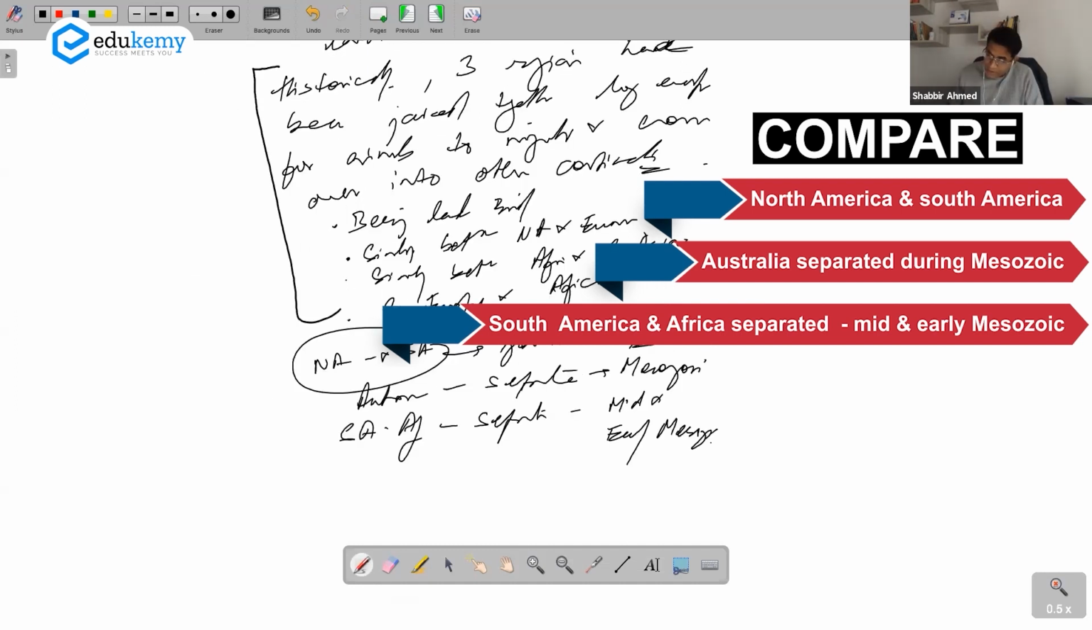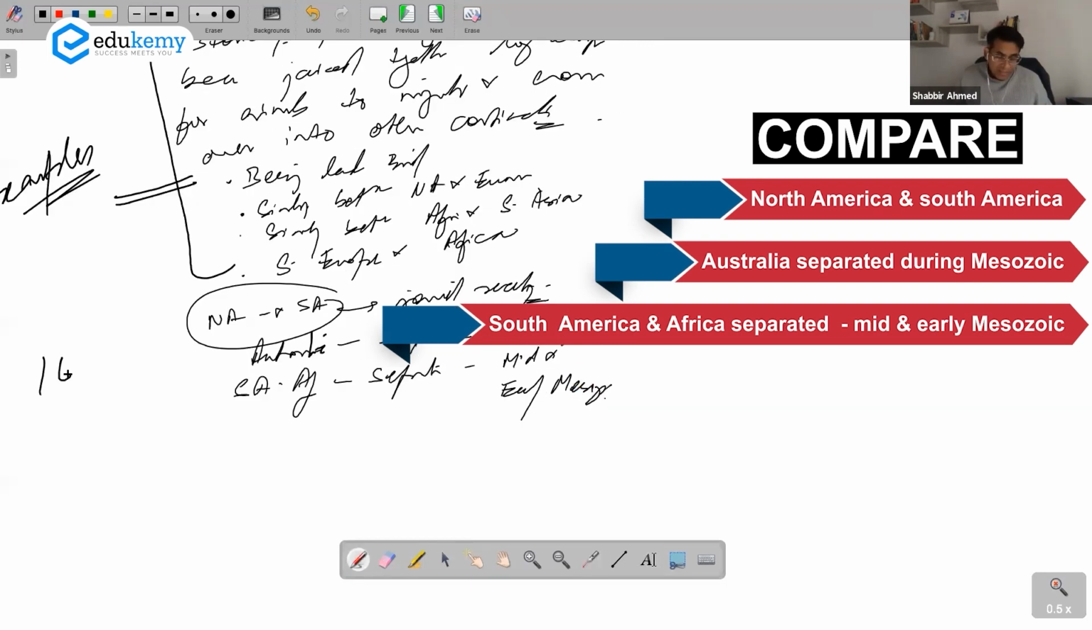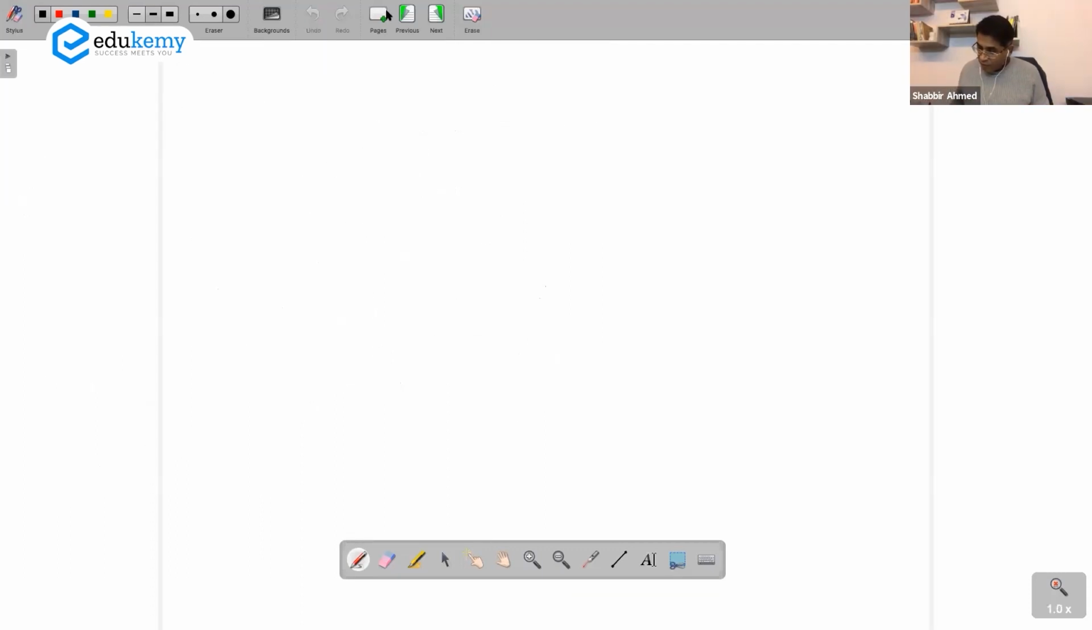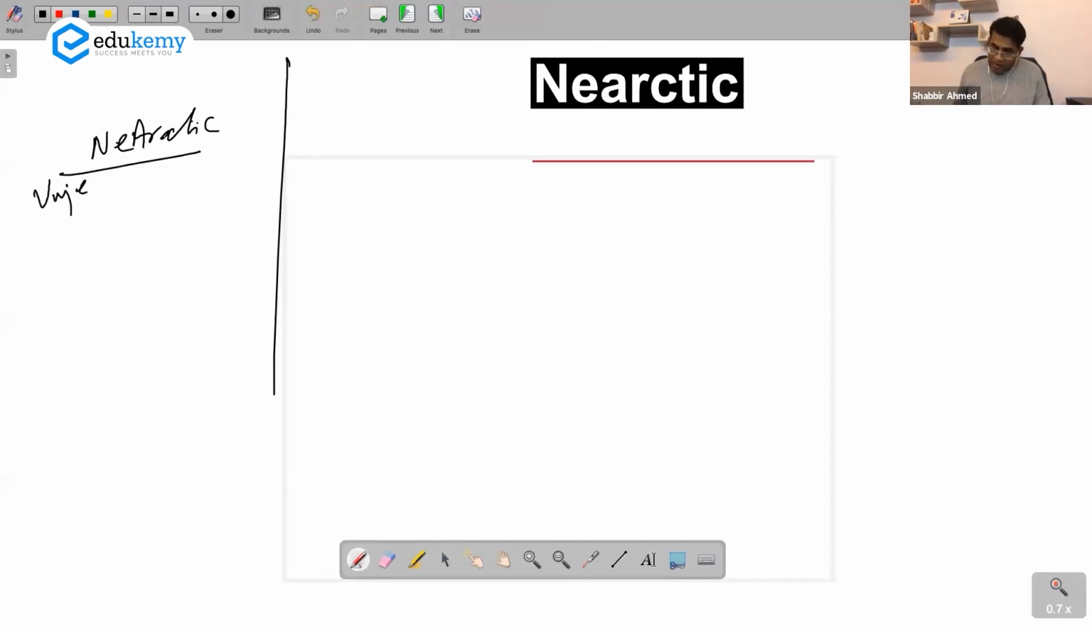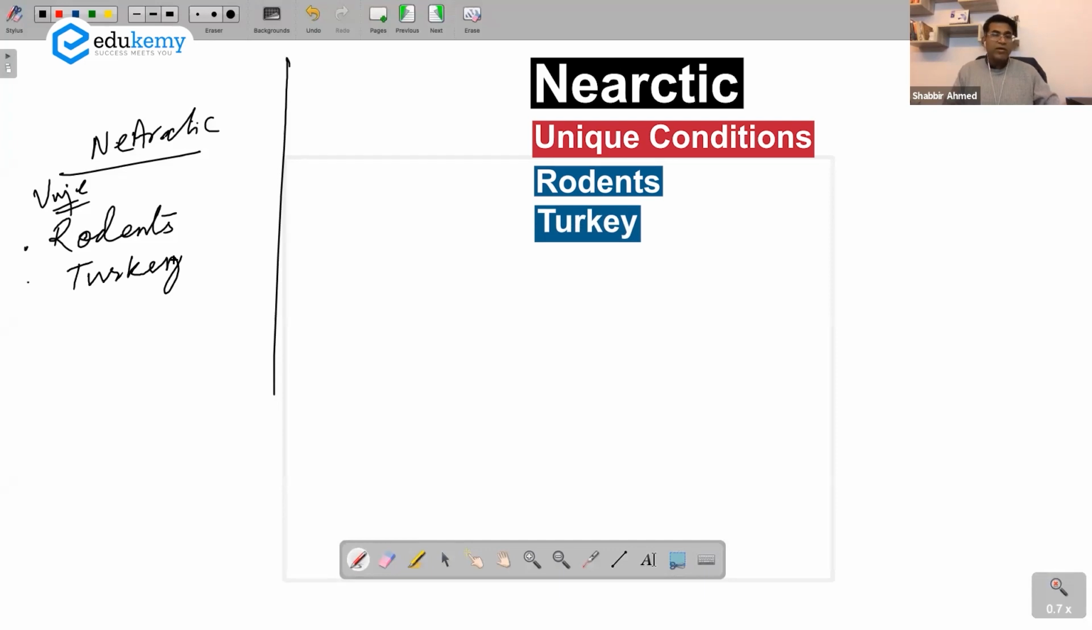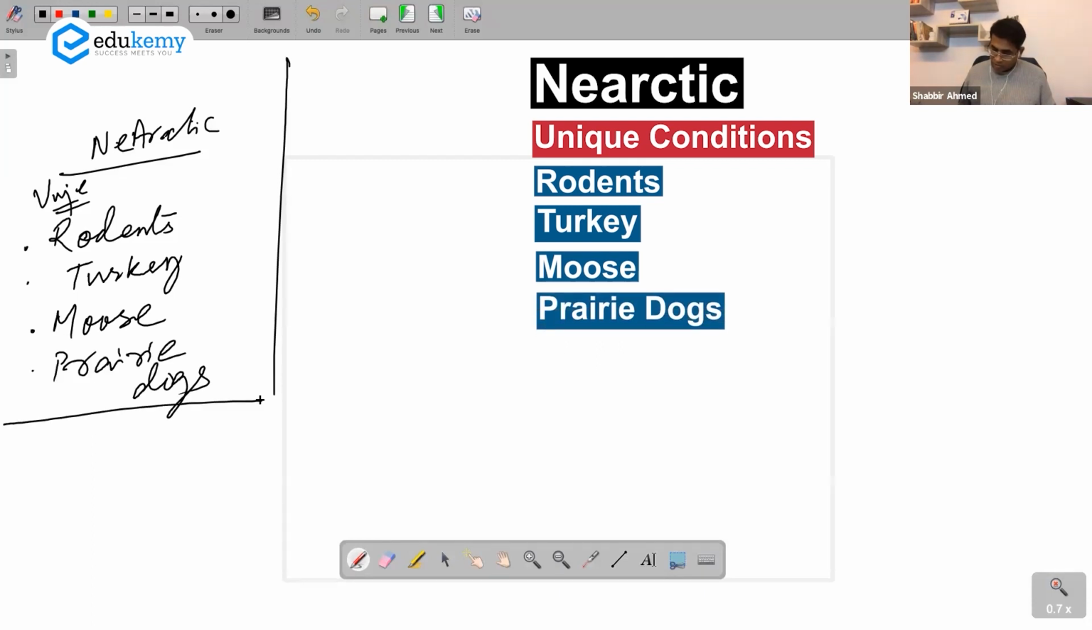For this part, give examples. You can take examples from your Savindra Singh Environment and Geography book, if you have it. Page number 169 in the old edition, and 176 in the new edition. And just for the sake of information, what are the unique conditions in the Nearctic? It has rodents. Turkey is the unique bird of North America. Moose, prairie dogs. So know some names to write. Write 4-5 names.